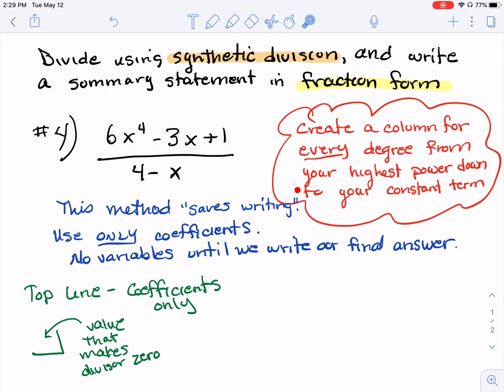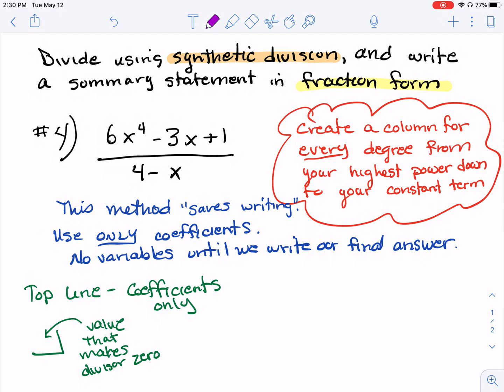Big idea right here, we need to make sure when we set this up, you have to have a column for every single degree from your highest degree down to your constant term. So if we look at this problem 4 that I have here, our degree on the top is 4. We're going to have a column for 4th degree, 3rd degree, 2nd degree, 1st degree, and constant term. So when we do that, it looks something like this. I just work my way down. I guess I can do this in purple.